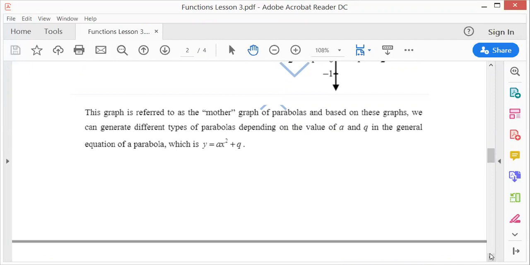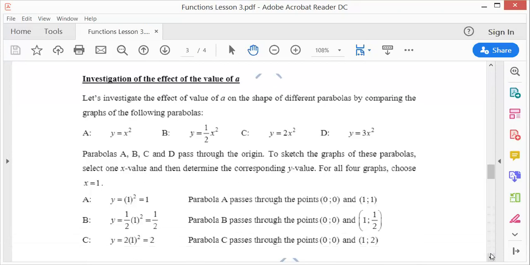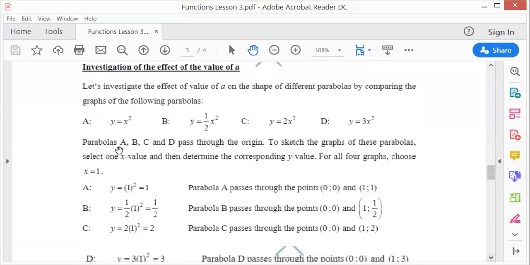Based on this graph, we can generate different types of parabolas depending on the values of a and q in the general equation, which is y equals ax squared plus q. Remember now, a straight line is x to the power 1, parabolic is x to the power of 2. Take note of that. Let's look at the influence of a. Here I have y equals 1x squared, the mother graph.